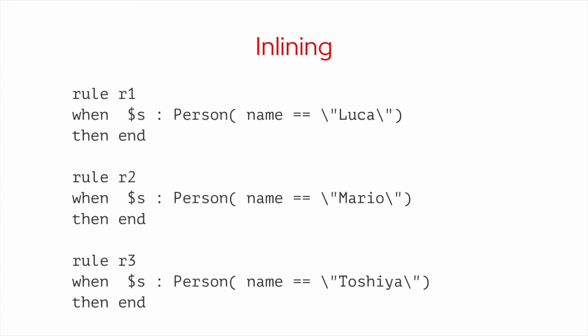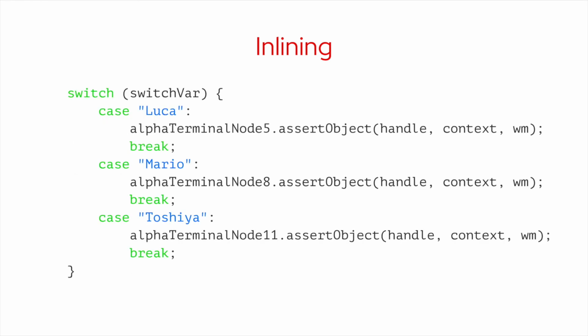A more interesting fact happens when we have multiple hashable constraints, as we saw before. Let's take as an example these rules. These rules have each a different pattern on the same field called name, but we have 3 different strings. This will generate this Java method instead.